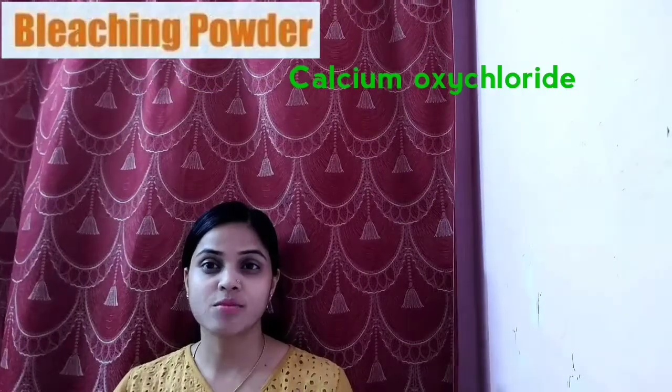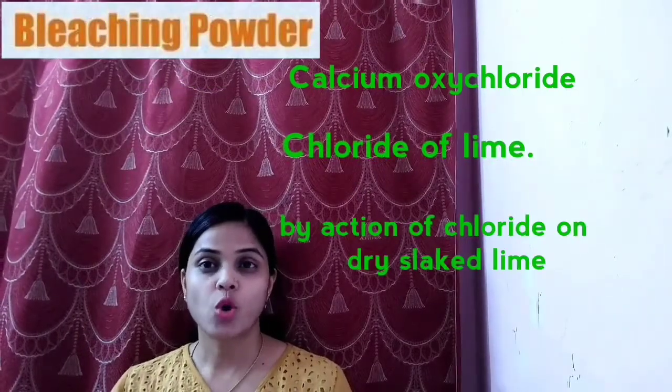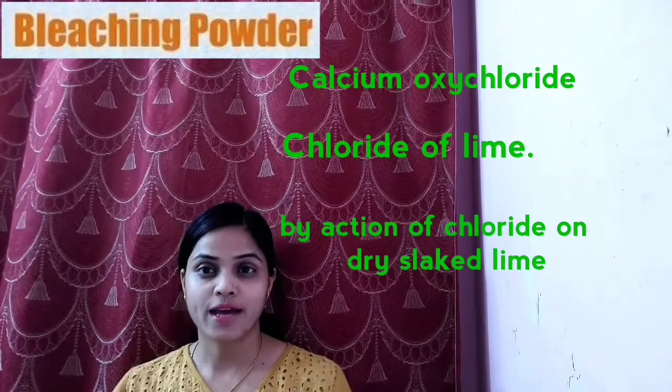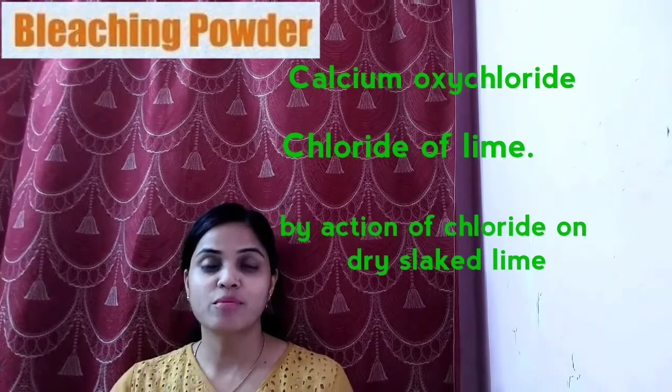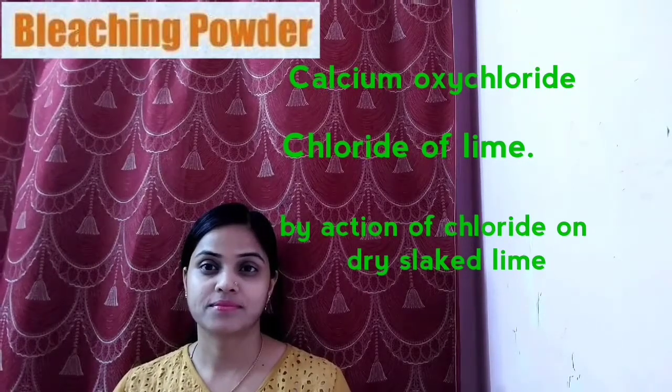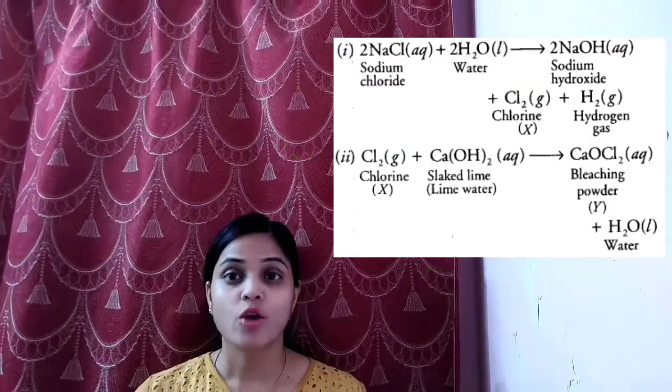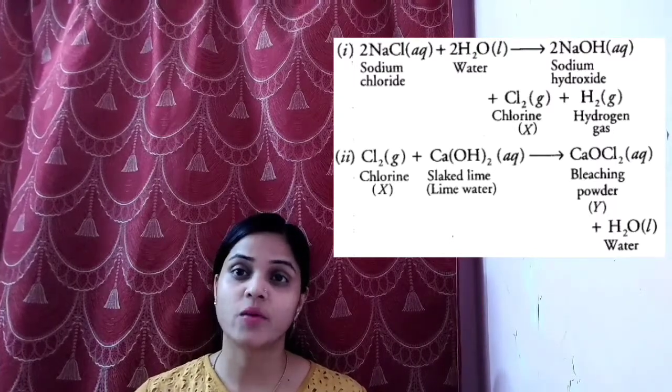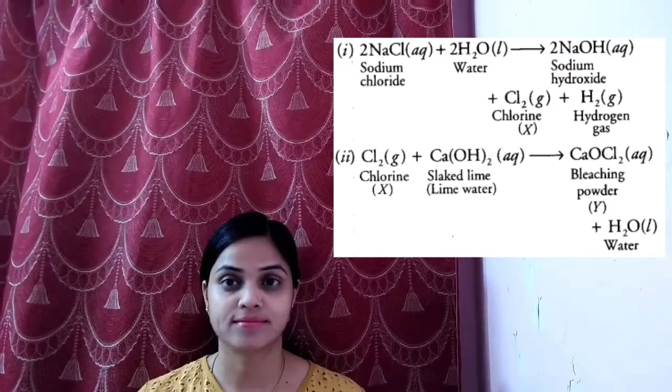Number 1, bleaching powder. Bleaching powder is calcium oxychloride. It is also called chloride of lime. It is manufactured by the action of chlorine on dry slaked lime. It is a yellowish white powder. When exposed to air, it gradually loses its chlorine.